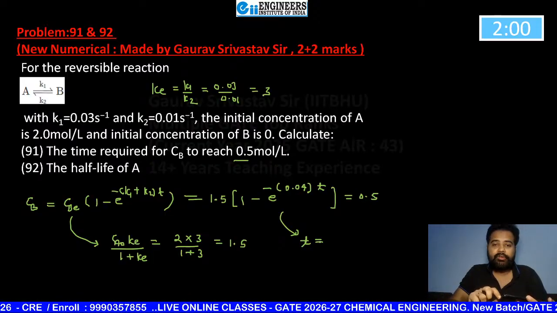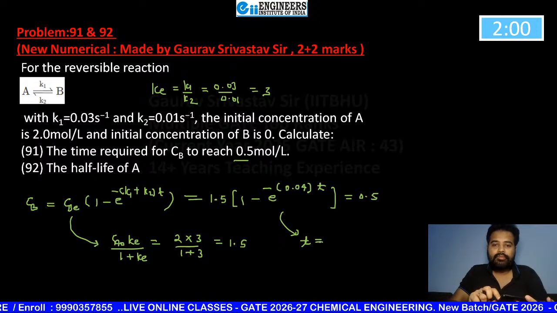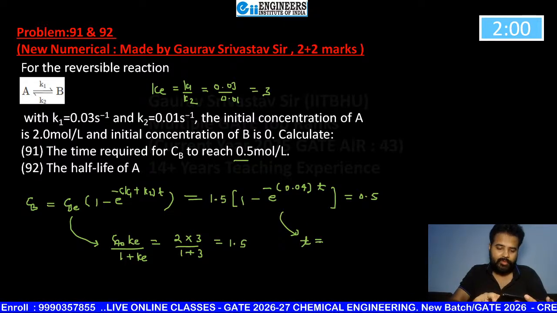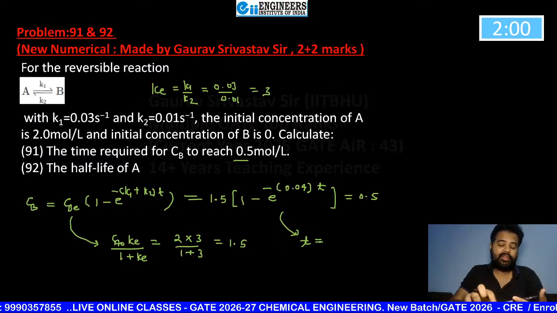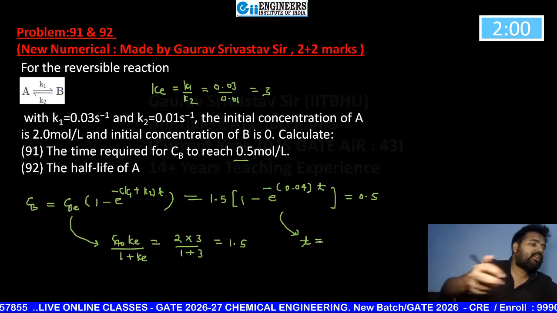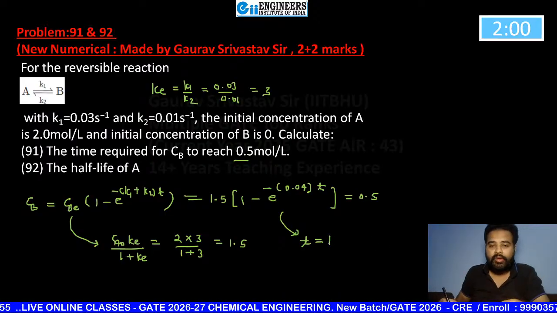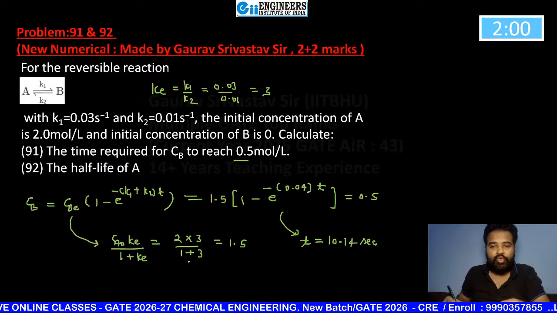Are you getting my words beta? What I want to tell you? Divide by 0.04. Yeah, it is coming 10.1366. So I can write 10.14. So it's 10.14 second.